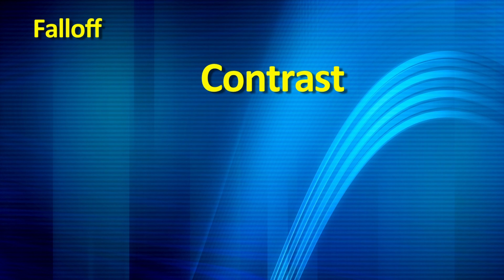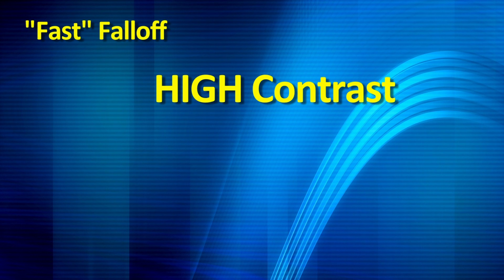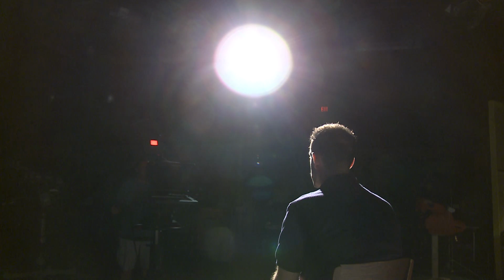Falloff refers to the contrast of light and dark areas and how fast light turns into shadow. Controlling falloff is an important element for the overall lighting design of a scene. When a director calls for fast falloff, he or she wants a high contrast between the light and dark areas of an object. Directional light, such as the sun or a spotlight, creates fast falloff.